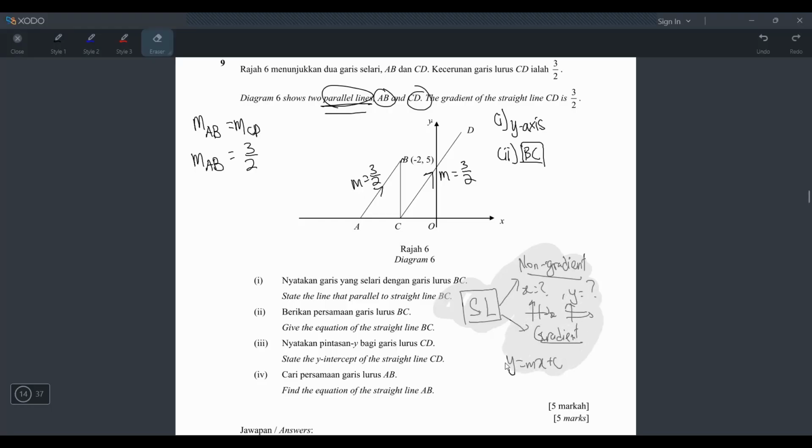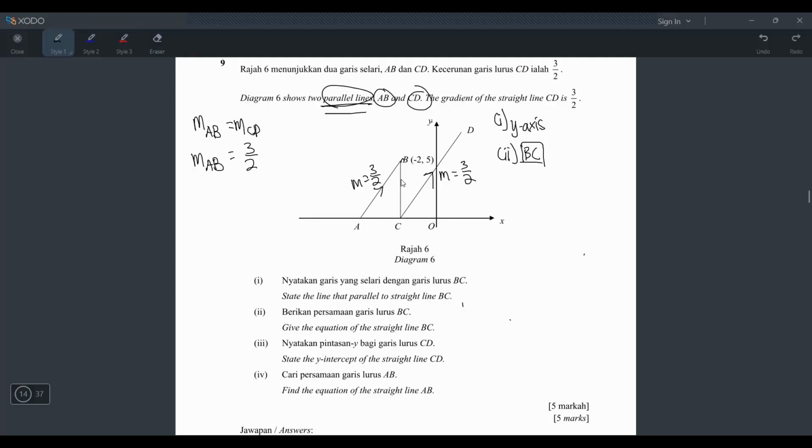It's a non-gradient line. It means this line is completely straight, because it's parallel with the y-axis. So the equation will just be x equals -2 and then finish. Let me explain why x equals -2, because this B is (-2, 5). So when you go down here with -2, the y coordinate is 5, right? But when we want the equation of this line, it cuts x at -2, so the equation is straight away like this. You don't have to do mx plus c, because it doesn't have c also. There's no y-intercept.